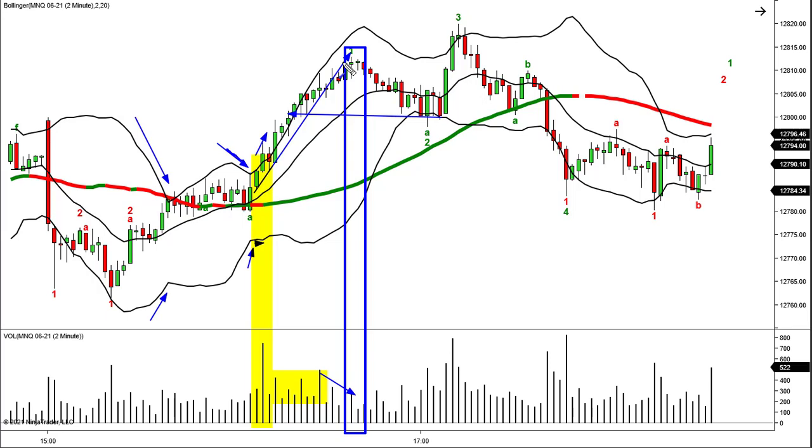All right, so that is your meta pattern for a great Bollinger Band squeeze. They're good risk-reward trades. I don't want it to get back below the 15 EMA.